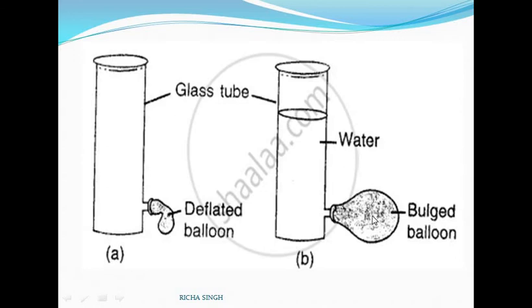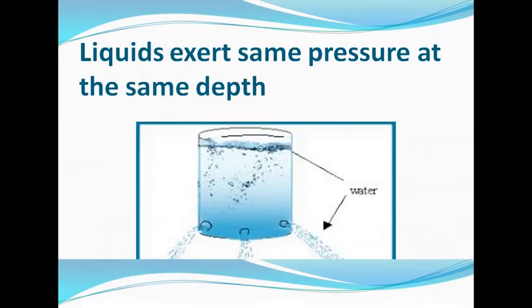Why? Because of the water. Water is exerting pressure on the sides of the container, and due to that pressure the water is reaching to the pipe, and through the pipe the balloon has got bulged. In figure A you can see water is not there, therefore the balloon is not bulged, it is deflated. So this activity proves that liquids exert pressure on the walls of the container.